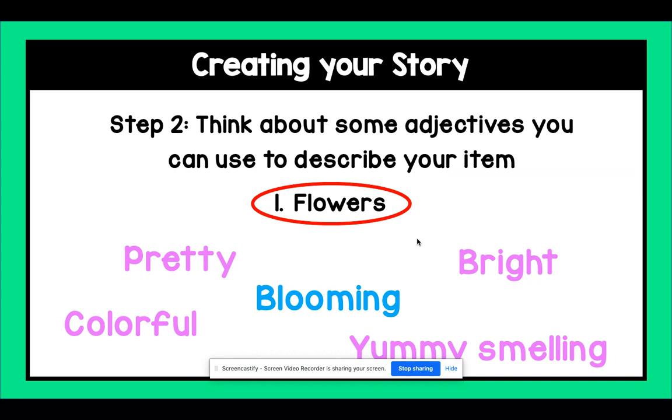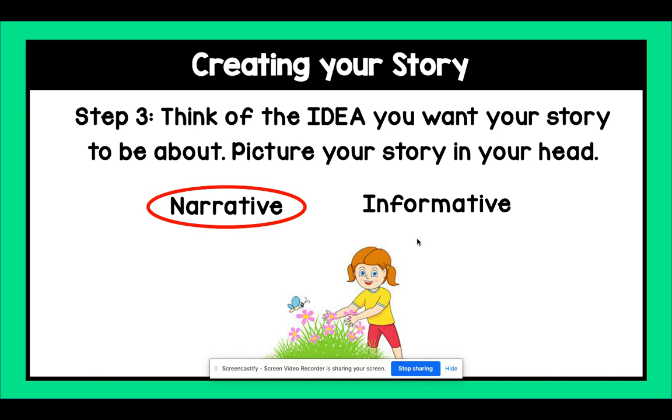So our second step, we're going to think about some adjectives that we can use to describe our item. If my story is going to be about flowers, I could describe flowers by saying that they're pretty or colorful. Flowers are blooming, they're yummy smelling, they're brightly colored. So go ahead and think of some adjectives that would describe the item that you're thinking of.